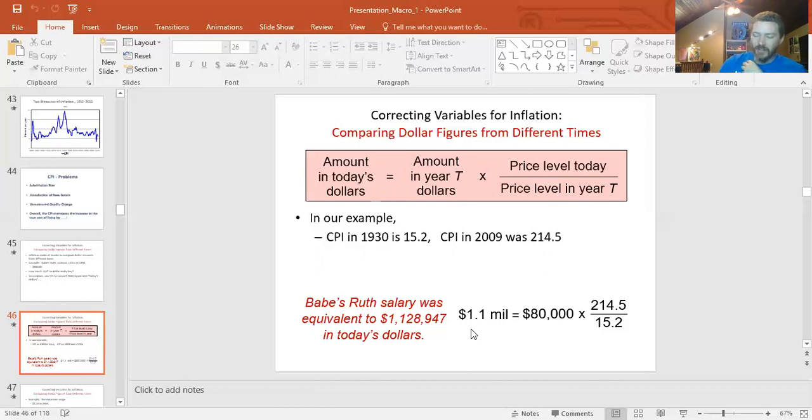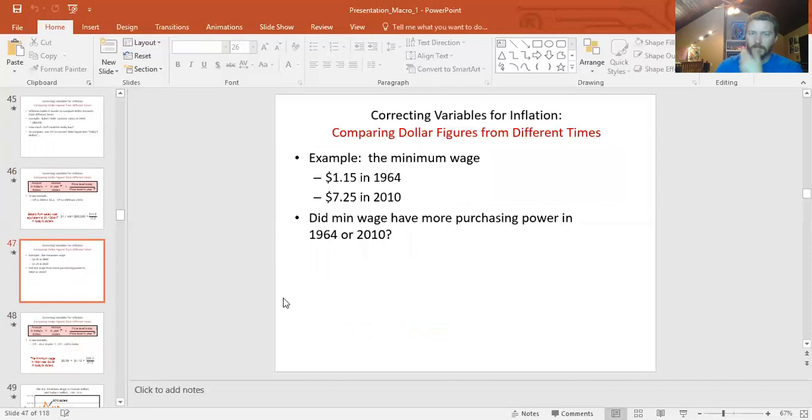You could convert the old dollar figure to today's dollars, or you could also say you can adjust the figure for inflation. Anyway, those terms are what you need to understand. You can do the same thing with the minimum wage.